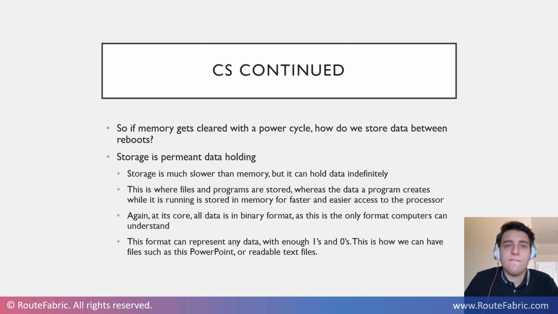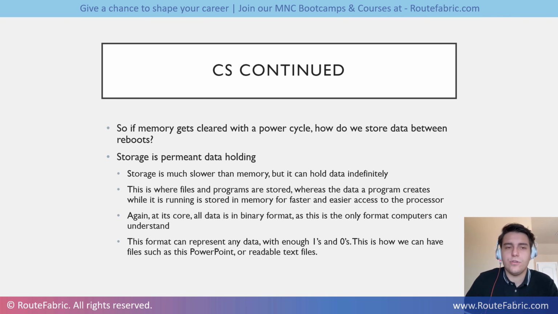So this is where files and programs are stored, whereas the data a program creates while it is running is stored in the memory for faster and easier access to the processor. So when you're running your program and a new variable is created, or maybe a new structure is created, that kind of thing, that is stored in the memory, and then it's moved around from the memory and things like that as well.